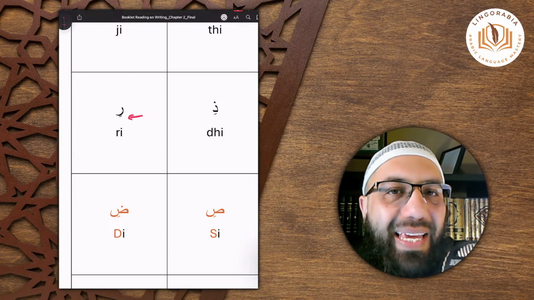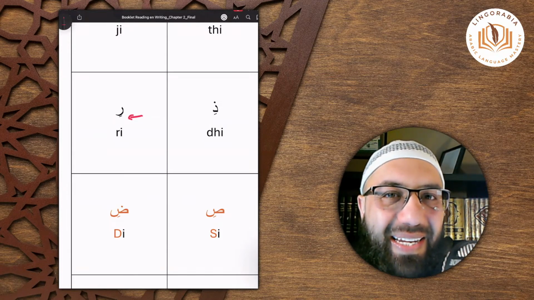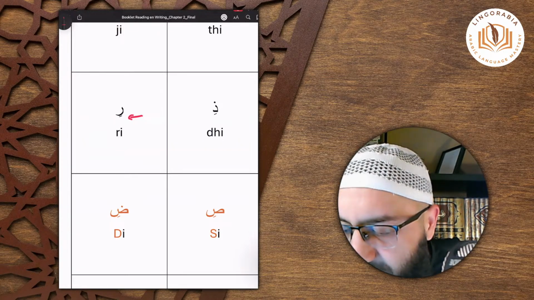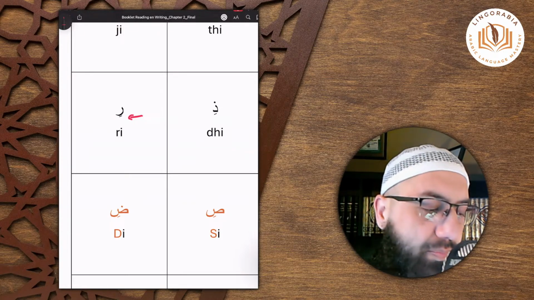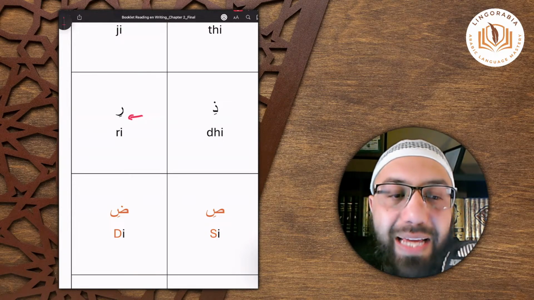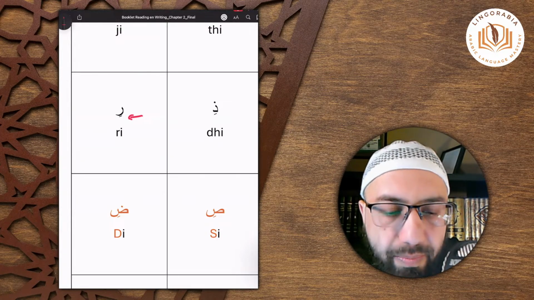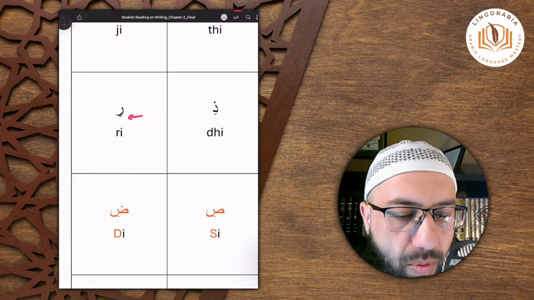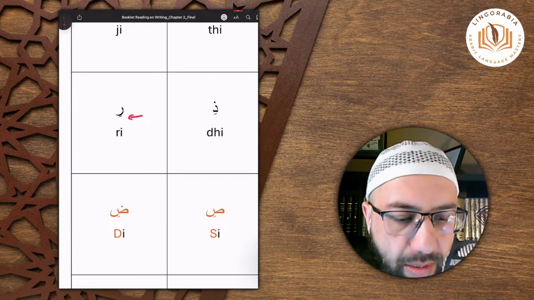And then we got the last one of the row, the ra with the kasra. This will become ri. Guys, when we covered the fatha, we said that the ra with the fatha should be pronounced lightly or heavily. What did we say?